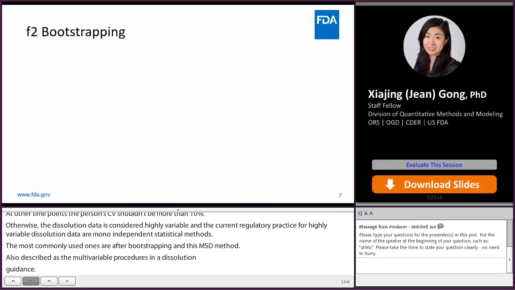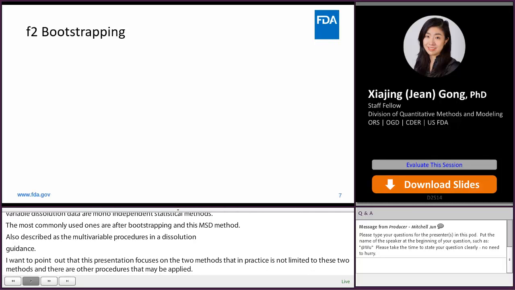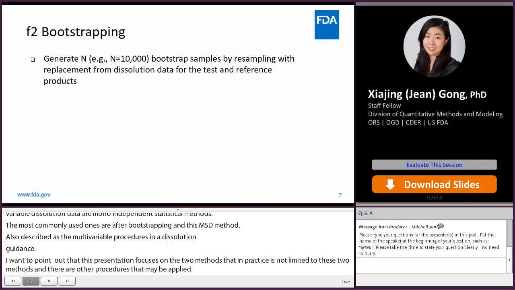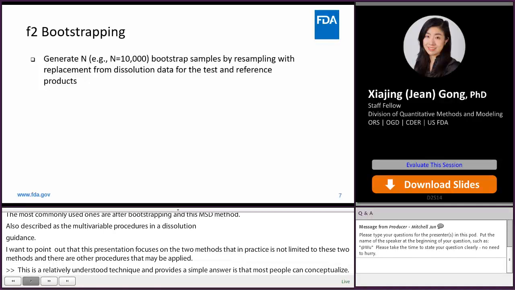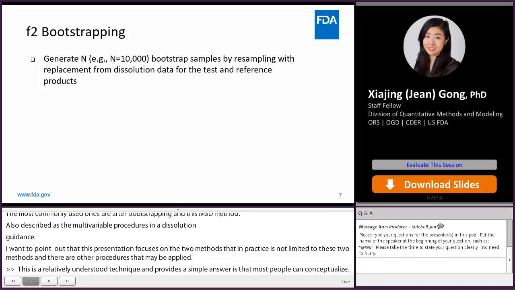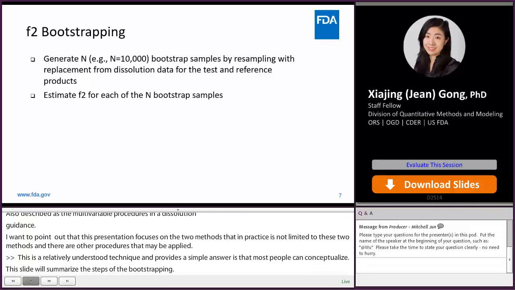F2 bootstrapping is a relatively well understood technique and provides a simple answer that most people can conceptualize. This slide will summarize the steps of F2 bootstrapping. The first step is to generate bootstrap samples by resampling with replacement from the raw dissolution data for the test and reference products. Second step is to estimate F2 for each of the bootstrap samples.